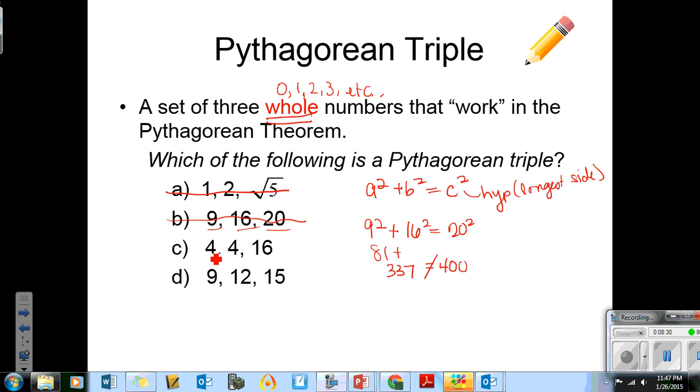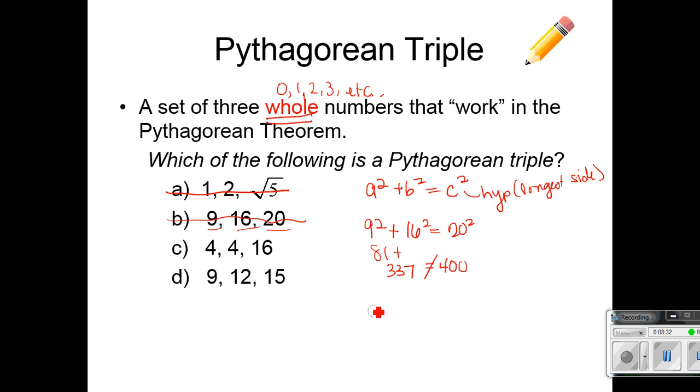Okay, so now we're going to try out C. It would be 4 squared plus 4 squared equals 16 squared, and the 16 would be the hypotenuse because it's the longest side. This would be 16 plus 16, which would be 32, equals 256. That doesn't work, so that would not be a Pythagorean triple.